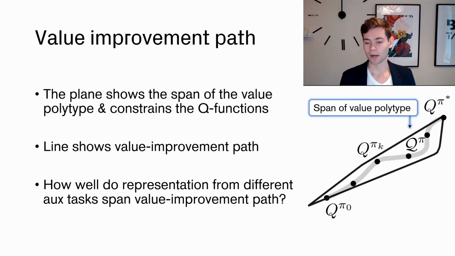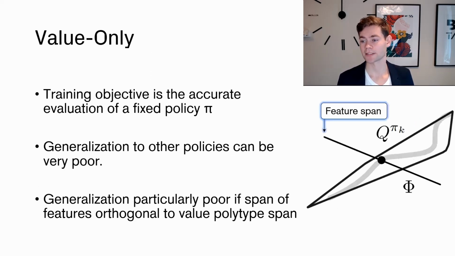What we want to answer is how well do the representations from different auxiliary tasks span this value improvement path? That's one fundamental question, because if we add these auxiliary tasks, we want them to help us traverse this path. In order to traverse this path, we need to span those values with our feature space, right? This is not the feature space itself, but the polytope of actual action value functions. These are where the action value functions reside, but they're not necessarily what we can approximate using our feature vectors. And we want to align our feature space with this space in order to approximate them well. That's what we want to resolve with the auxiliary tasks.